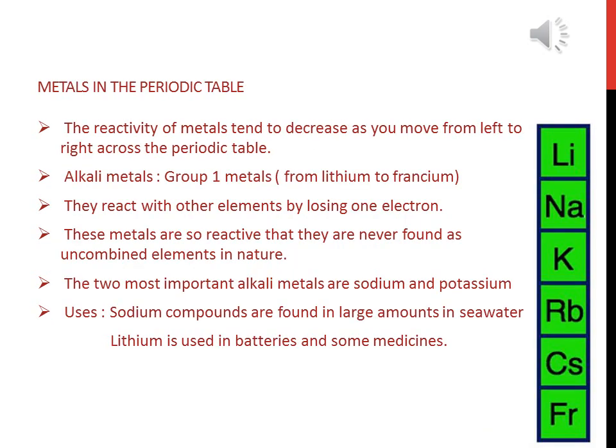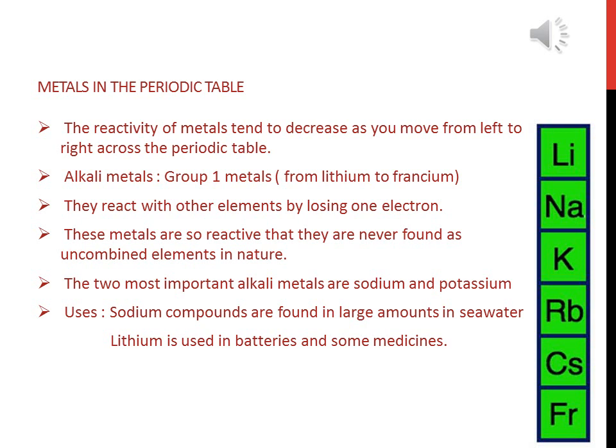Metals in the periodic table. The reactivity of metals tends to decrease as we move from left to right across the periodic table. The metals in group 1 are called alkali metals. Examples are lithium, sodium, potassium, rubidium, cesium, and francium.